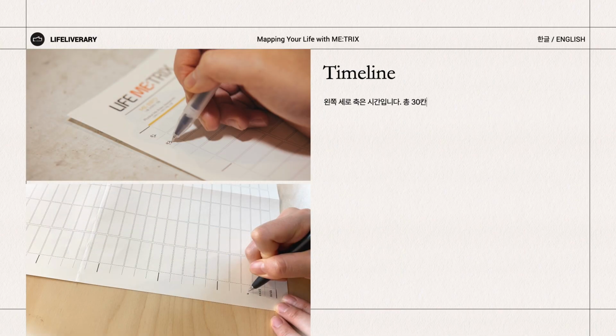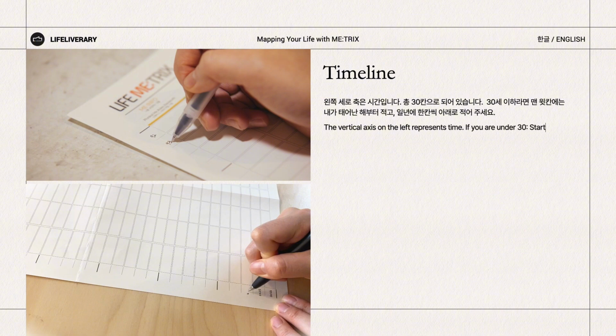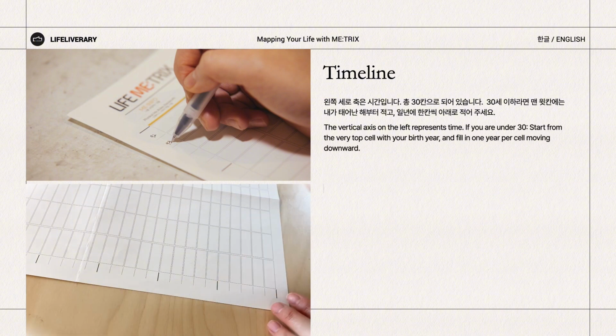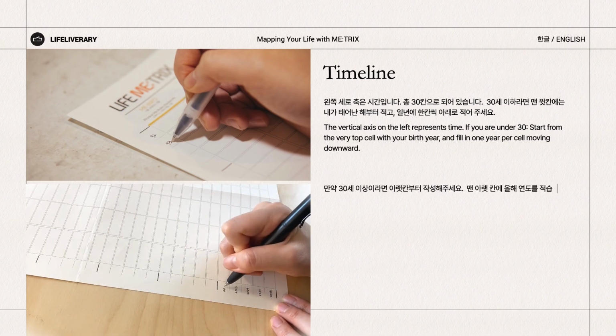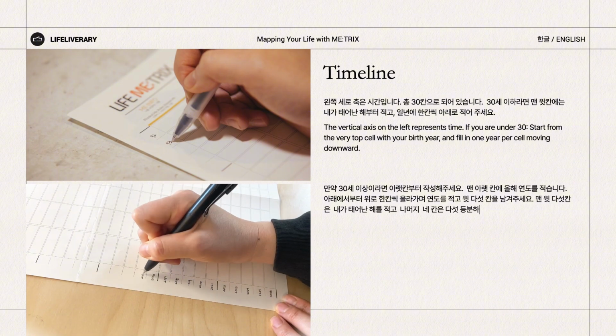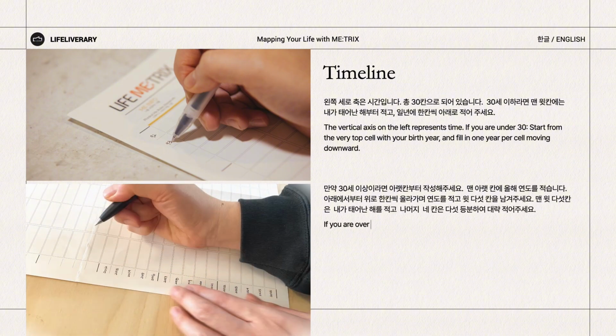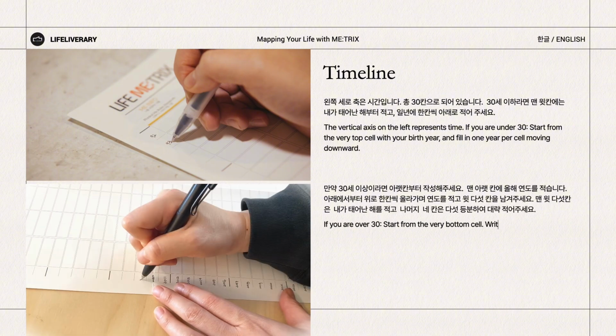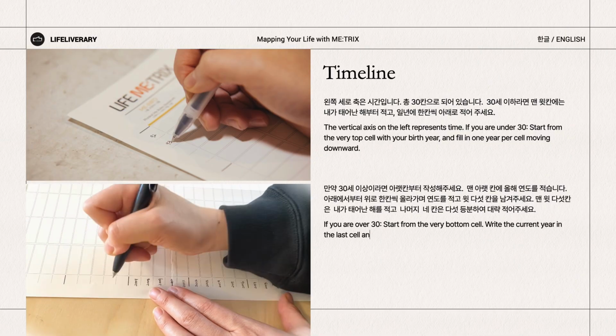The vertical axis on the left represents time. If you are under 30, start from the very top cell with your birth year and fill in 1 year per cell moving downward. If you are over 30, start from the very bottom cell, write the current year in the last cell and move upward, 1 year per cell. Leave the top 5 cells empty for now.